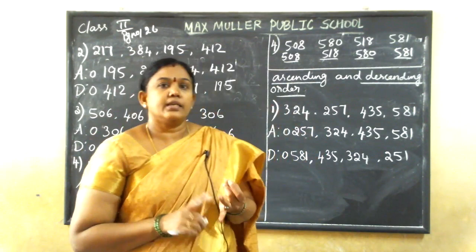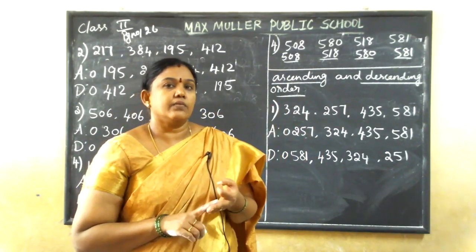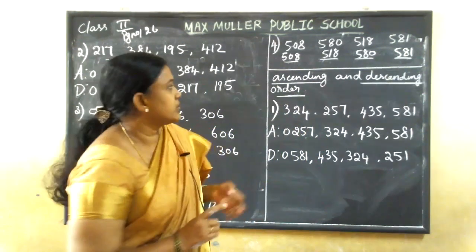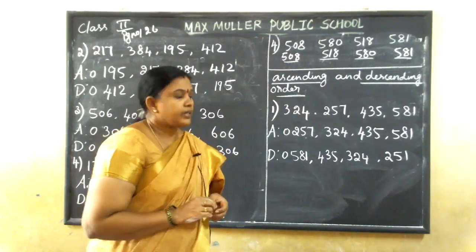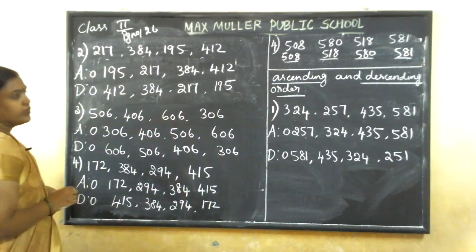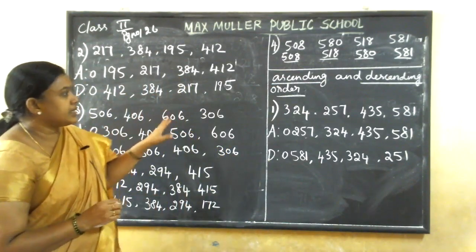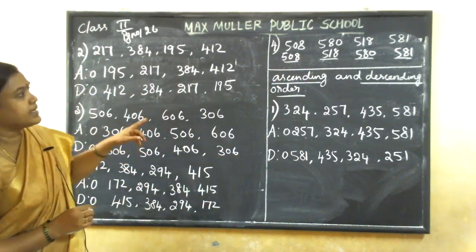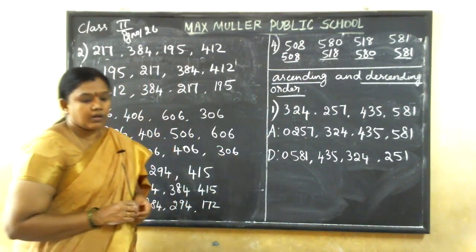Worksheet you want to practice. Revision you want to practice. Classwork. And tables also you want to practice 2 to 6. Understood, children? You want to practice. Do it well. Don't be confused. If ascending, descending order is there, see the ascending means you want to see the small to big. Descending means big to small.